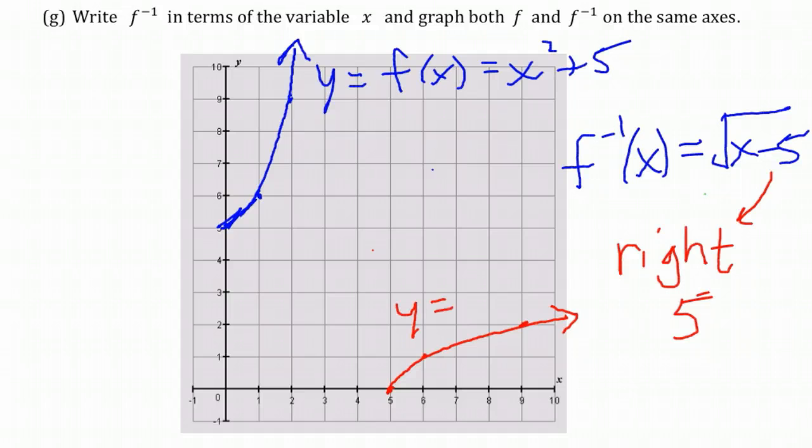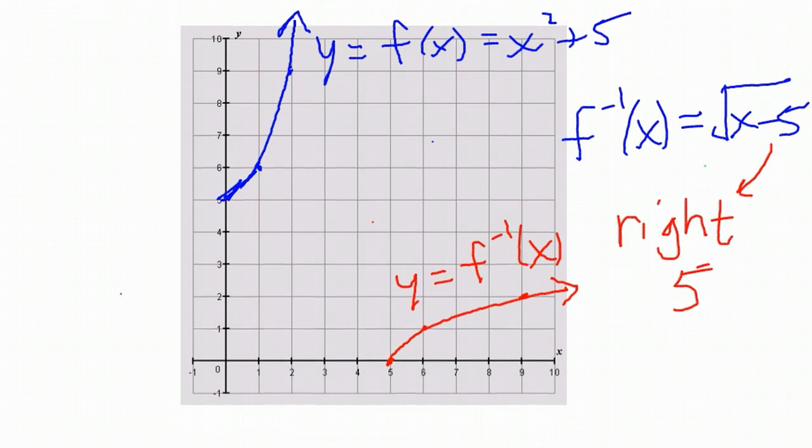All right, so that's the graph of y equals f inverse of x. All right, now they're plotted both on the same axes here.